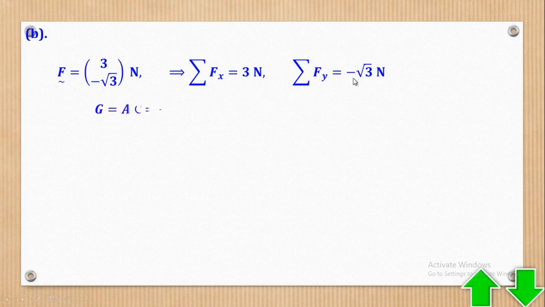Now next is to take moments, anticlockwise moments about A. When I take anticlockwise moments about A, I'll come up with negative 5 times 2 sine 60 degrees minus 3 times 1 sine 120 degrees. So the question is, where are these values coming from? So let's see where they are coming from.